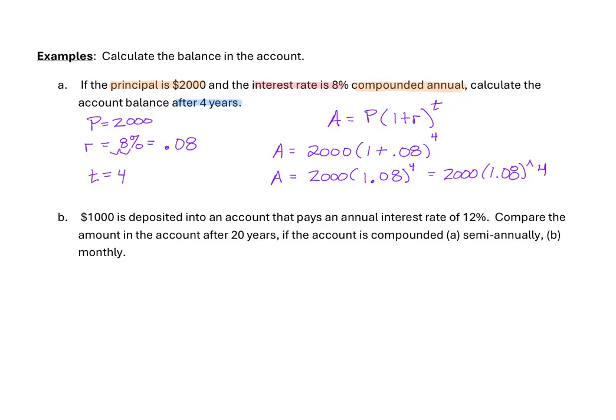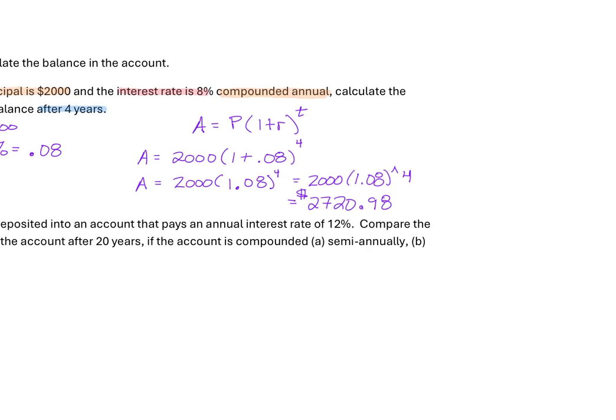Now, one of the things you do want to be careful about is if you are one that does one thing at a time, that's perfectly fine. Just make sure that you are using the second answer key on your calculator. And I'm going to show you what happens if we don't. So if I plug in the whole thing that I have here, what I get is 2720.98. And we do want to round to the nearest 100th, because we are talking money.